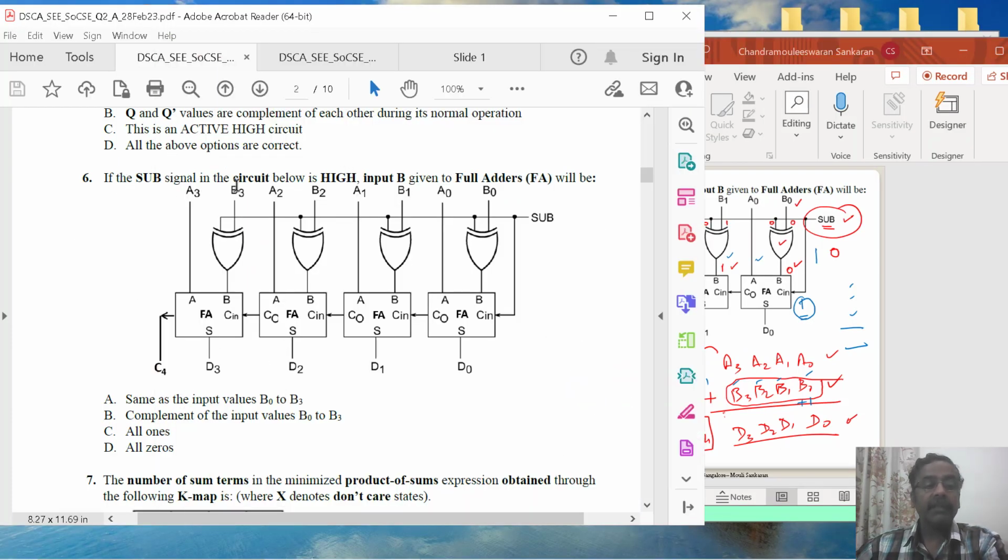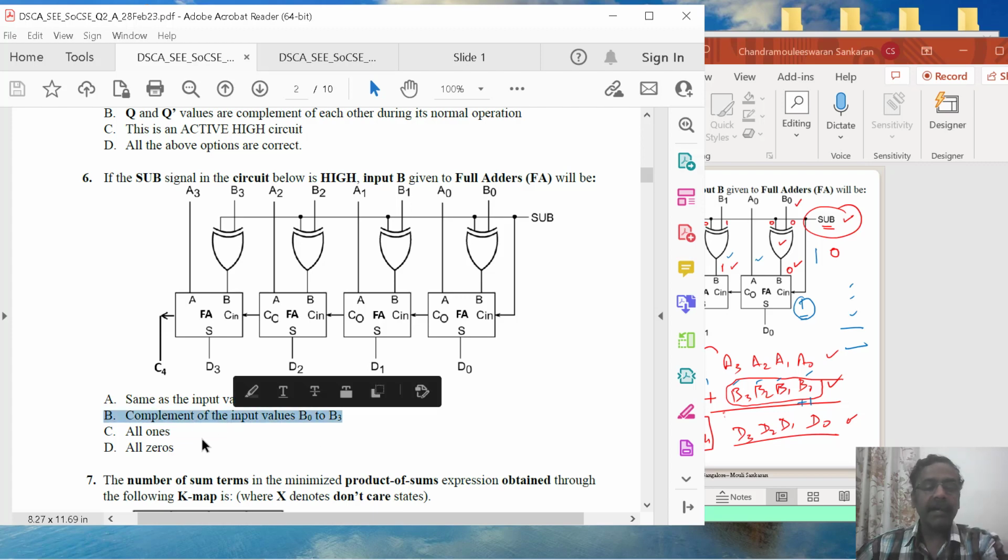If the sub signal in the circuit below is high, I am assuming that the sub signal is high, that means 1, then input B given to the full adders will be, is it same as the input values of B0 to B3? No, because if sub is 1, it's going to find the 1's complement. So it's not 2's complement, it's 1's complement. So it's a complement of the input. It's same as 1's complement.